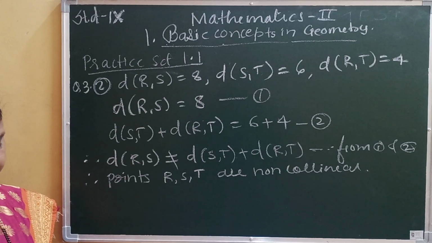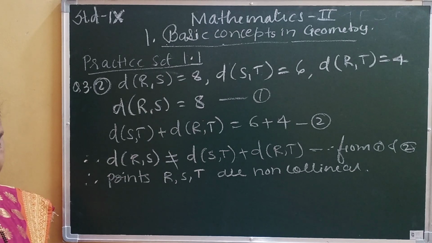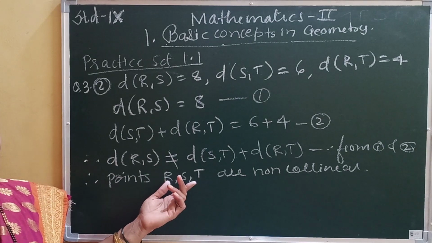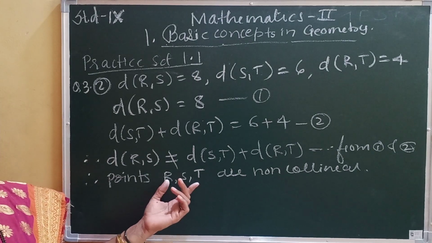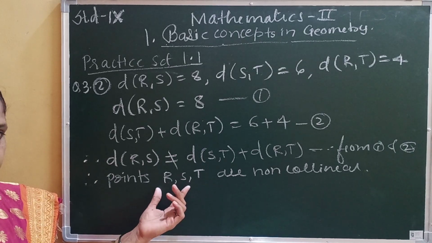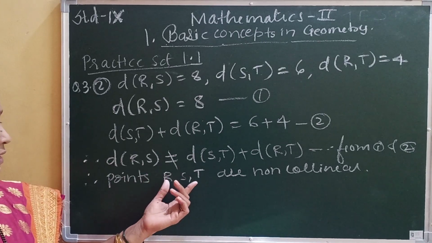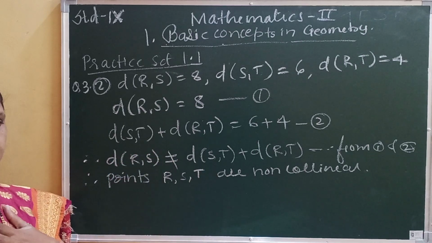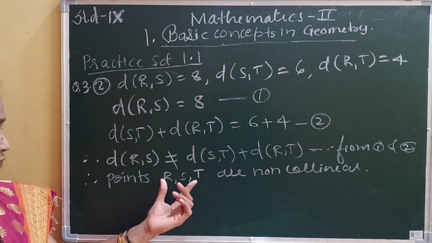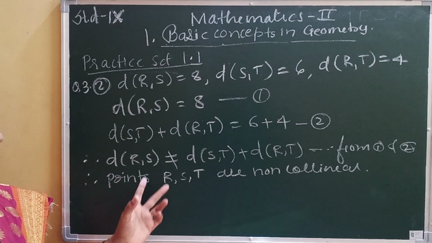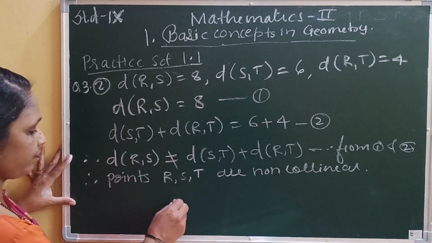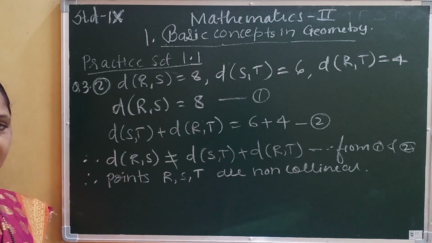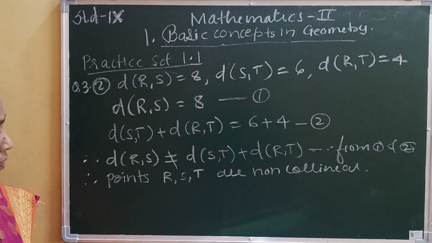It means the relation of betweenness does not exist between the points R, S and T. Here, which relation are we studying? Betweenness. So does the betweenness relation occur in this? No. Why does it not occur? Because the greatest distance is not equal to the sum of the other two distances. Therefore these points are non-collinear, and R, S and T do not lie on the same line. Now next you have to see.